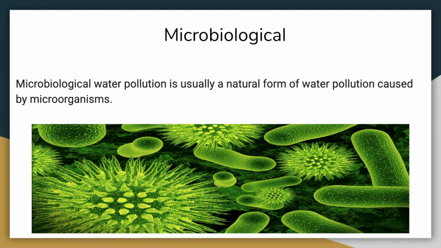Microbiological. Microbiological water pollution is usually a natural form of water pollution caused by microorganisms. In many communities in the world, people drink untreated water straight from a river or a stream. Sometimes there is natural pollution caused by microorganisms like viruses, bacteria, and protozoa. This natural pollution can cause fish and other water life to die. It can also cause serious illness to humans who drink from such waters.